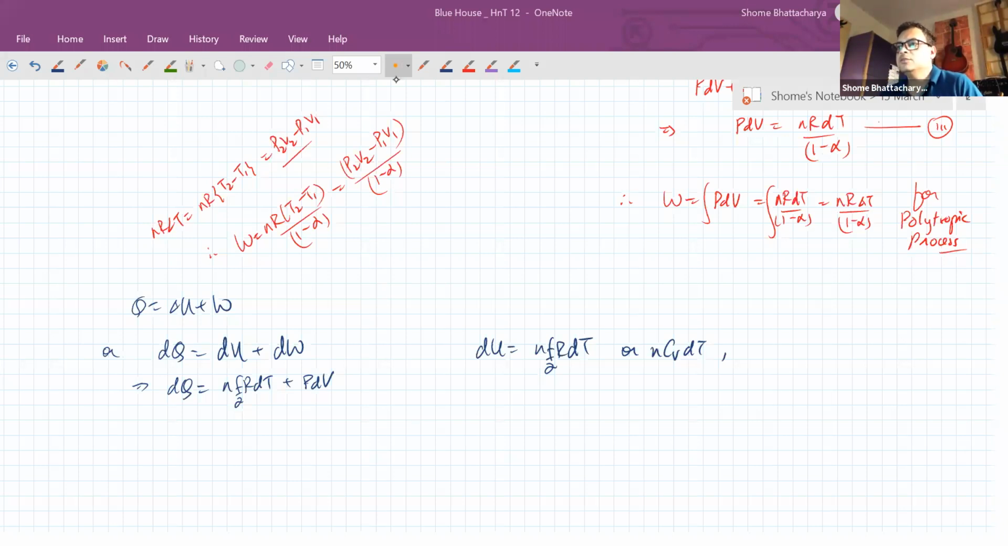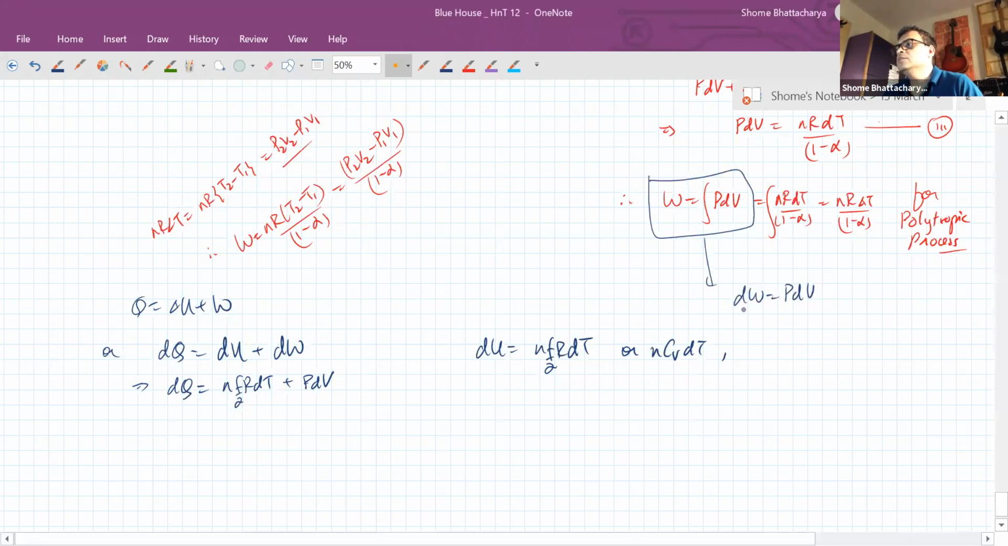Yeah. So coming back to this, you know that work done is the integration of PdV. We have seen that earlier. So the differential work done is PdV. And that PdV is nothing but nR dT divided by 1 minus alpha.